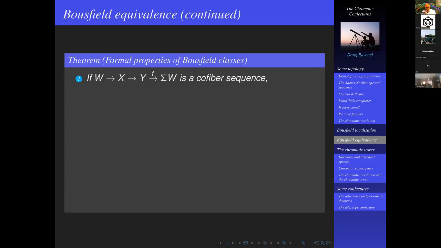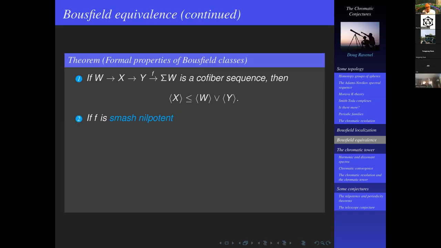If you have a cofiber sequence like this, W to X to Y to the suspension of W, then the Bousfield class of X is dominated by that of W wedge Y. The Bousfield class of X is dominated by that of the wedge of W and Y, the two things on either side of it.